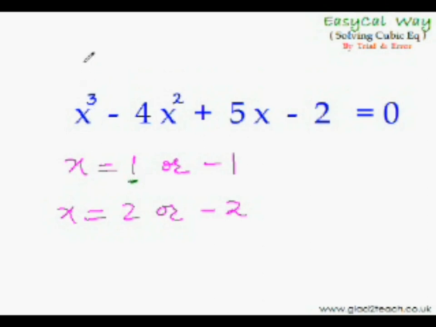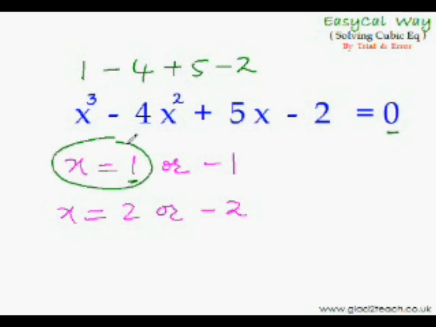1 cube is 1. Minus 4 times 1 is minus 4 only. Plus 5 times 1 is plus 5. And this is minus 2. Now, minus 2 minus 4 is minus 6. And plus 5 plus 1 is plus 6. So, minus 6 plus 6 is 0. That means x equal to 1 is one of the roots.